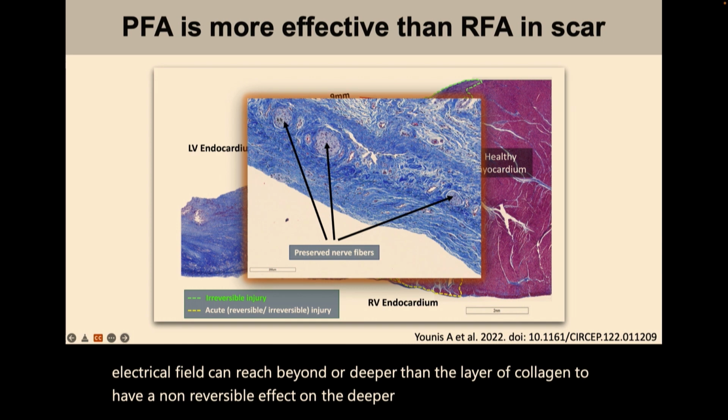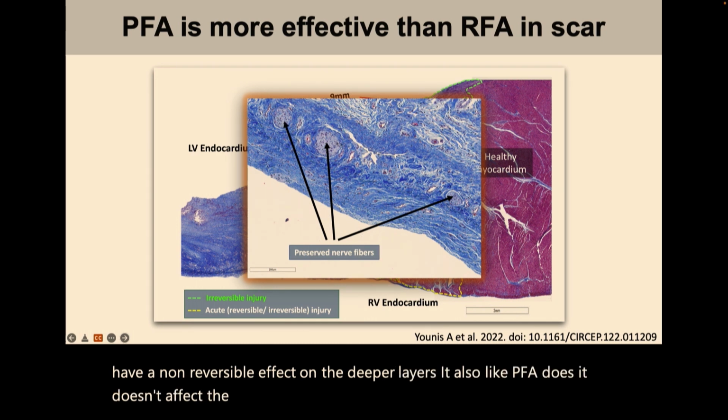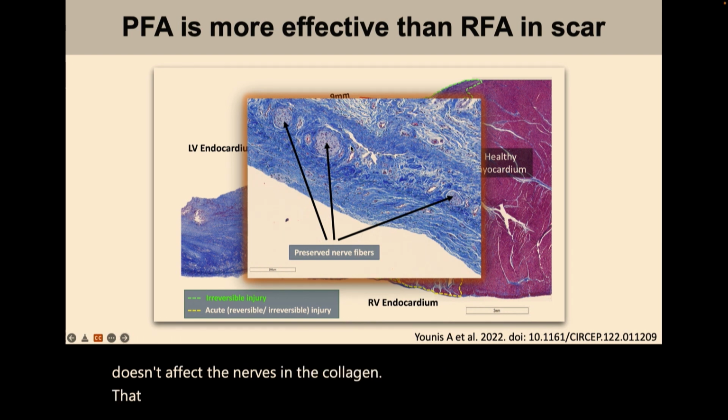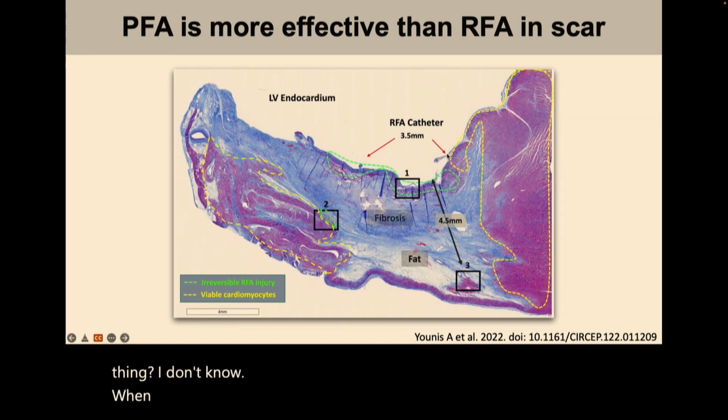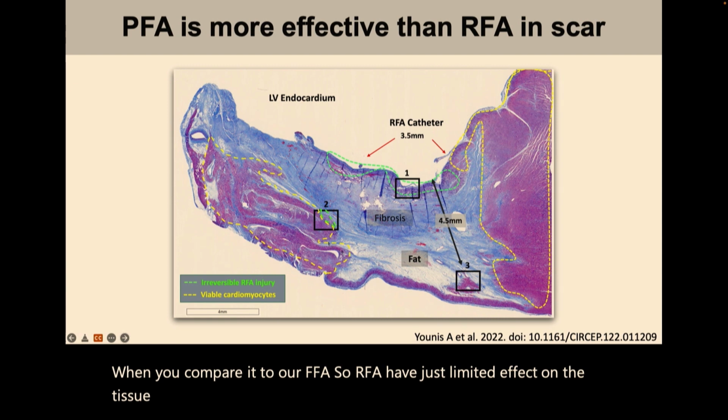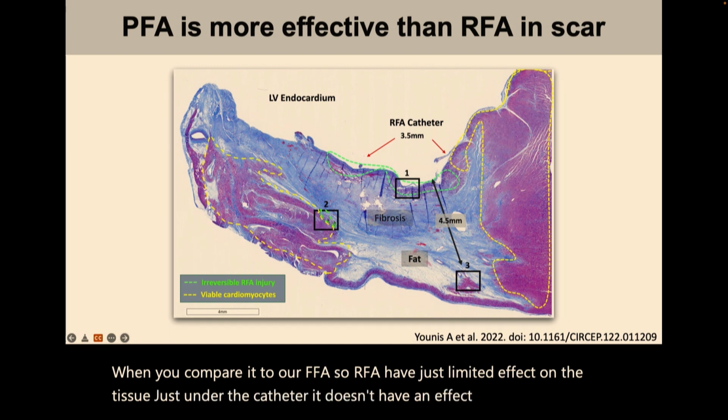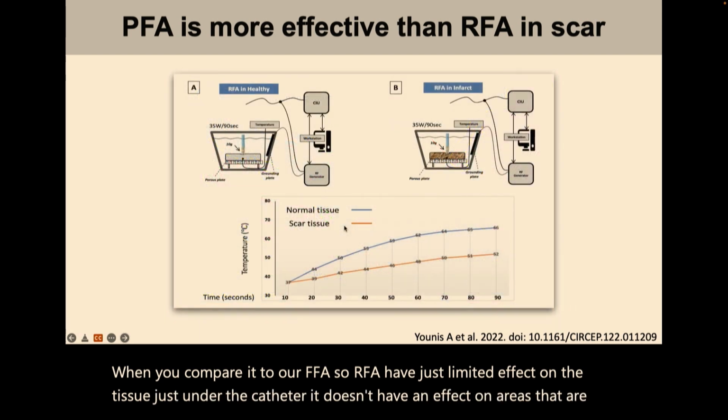It also, like PFA does, doesn't affect the nerves in the collagen that it reached an effect deeper to. Is it a good thing or a bad thing? I don't know. Now, when you compare it to RFA, RFA has just limited effect on the tissue just under the catheter. It doesn't have an effect on areas that are deeper to the collagen.